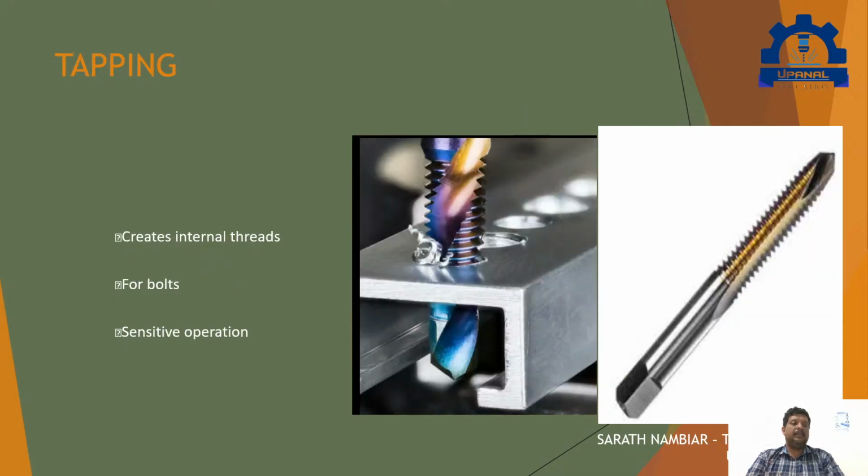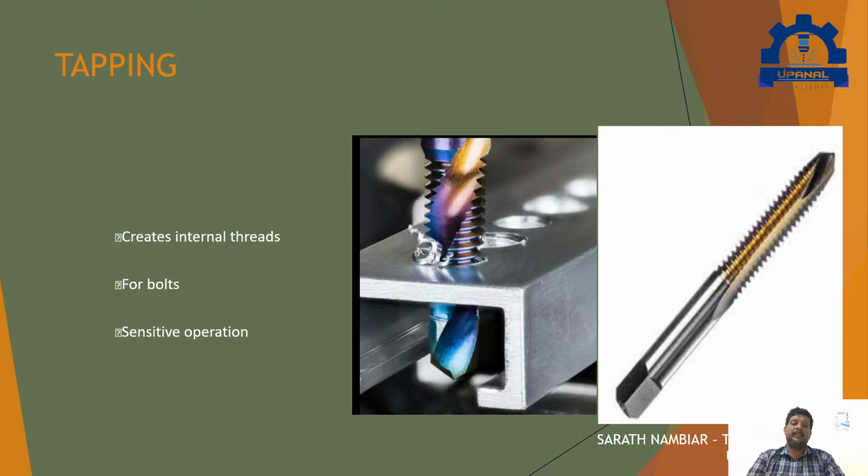Next is tapping. Tapping is nothing but making an internal thread where we put screws and so on. It is used to join two pieces by inserting a screw. We will use a smaller hole first. We have the formula 0.8D or 0.85D. For example, if we are making an M6 hole, we will drill 0.8D, so we make a hole of 4.8 or 5, and then we do the tapping operation.